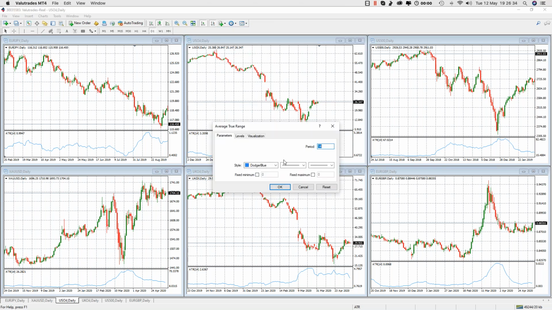You leave average true range on a daily chart. It really has to be on a daily chart, and I've left it at 14 periods. So basically what it's doing is looking back at the last 2 weeks.